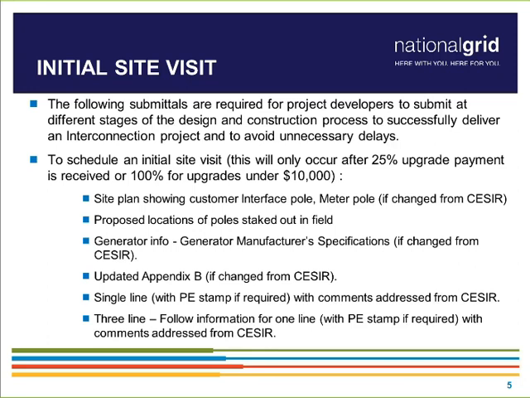The site needs to be staked out in the field, so when we get out there with you, we can see visibly where everything is going to be. And then if there were any changes to the application, such as a generator size change or anything like that, we'll need an updated Appendix B, single line diagram, and 3-line diagram.